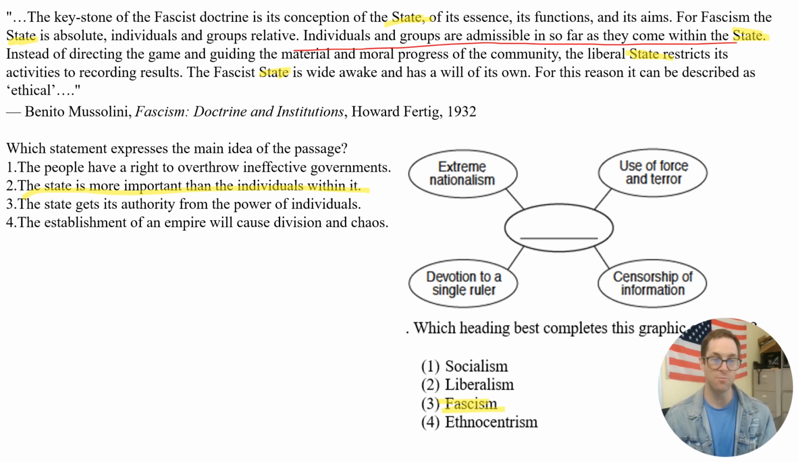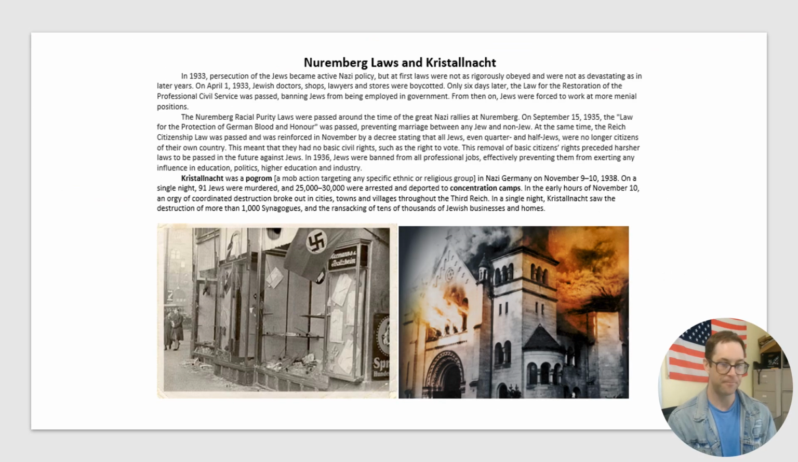And I've put two multiple choice questions on here that you can look at where the words repeat themselves: the state, the state, the state. And then I underline one of the lines before it where it says individuals and groups must come within the state. And it matches the answer underneath where the state is more important than the individual.